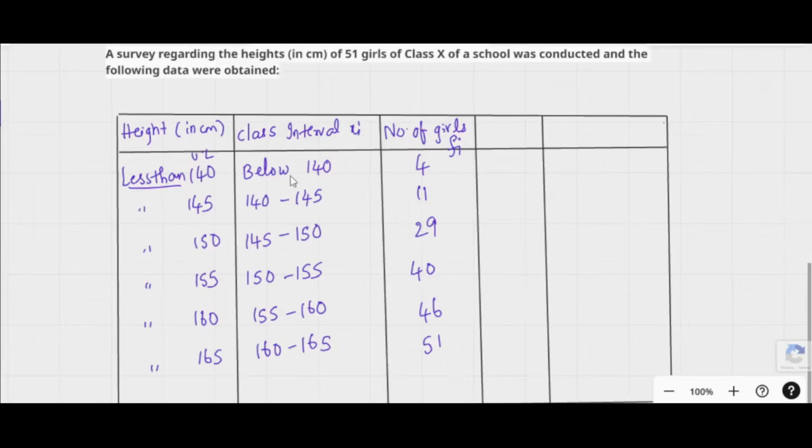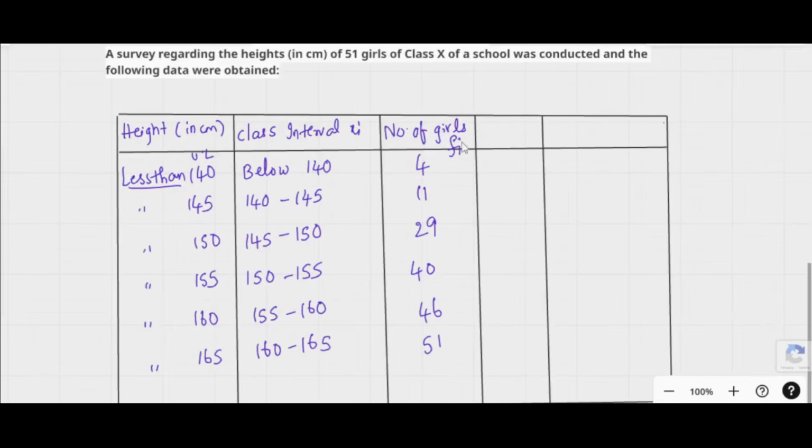So the first class interval will be below 140. 140 is the upper limit. And the second class interval starts with 140 to the next upper limit, that is 145. Similarly, we are going to write for the next terms also. Always make sure that the numbers they have given here, 140, 145, 150, always belong to the upper limits. Okay, and now they have told that it is the number of girls.